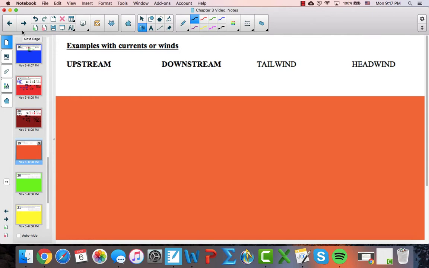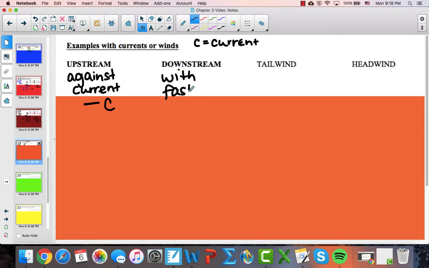The harder ones are when we're dealing with things that involve currents or winds. So a couple things I want to make sure we understand. I want you to understand upstream and downstream. Upstream means you're going against the current, so it's always going to be a subtraction. We're going to subtract the current, okay? And we're going to use C for current. Downstream means that we're going with the current, so we're going to be faster. So we're going to add the current. It's going to help us.